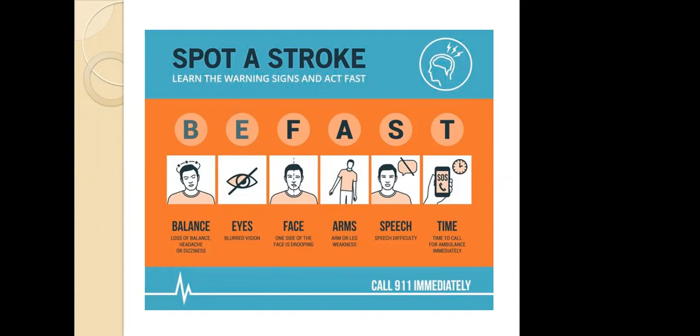And then time. It's very, very important that we act fast, because the longer we wait, the more cells are suffering, the more cells are dying, and then it gets irreversible after some time. So the most important thing when a stroke is happening is to call 112 immediately.